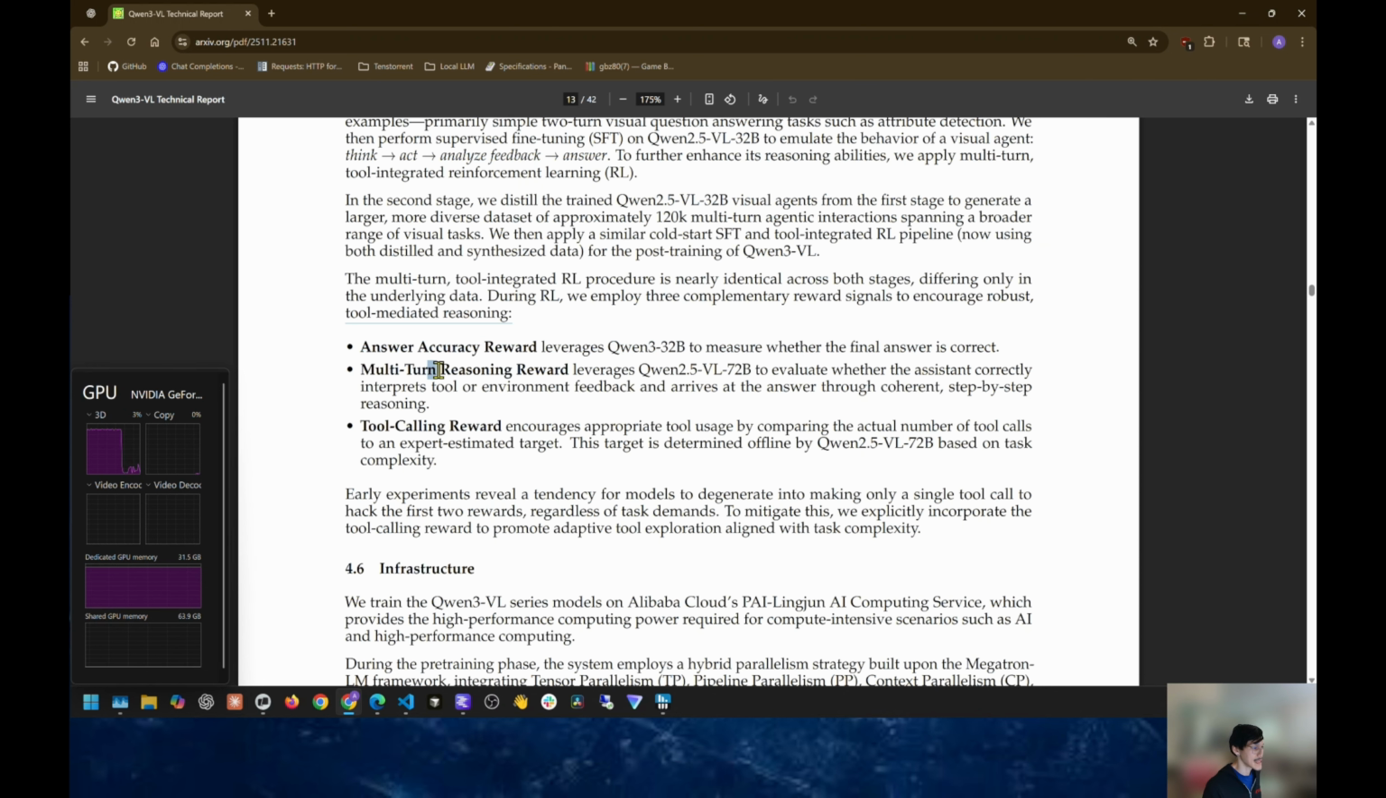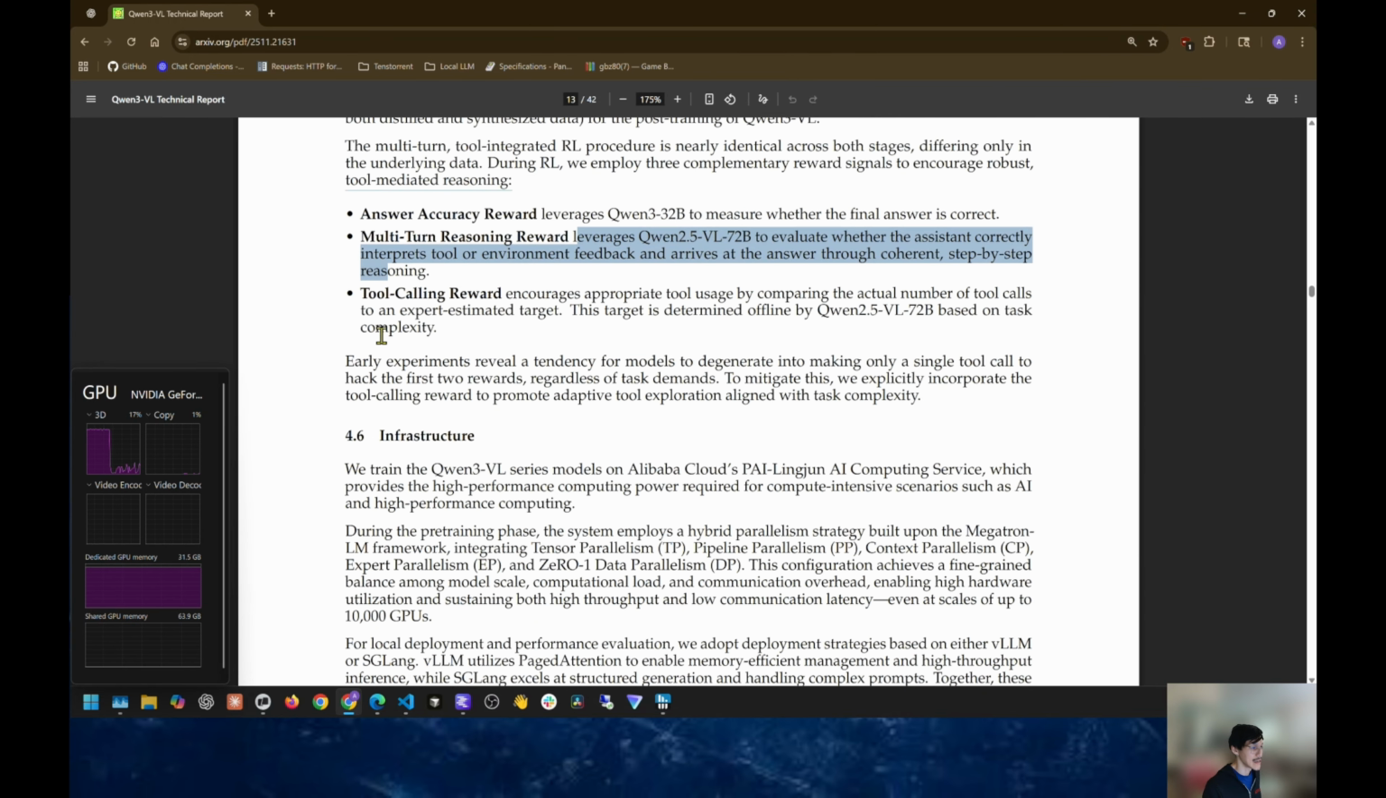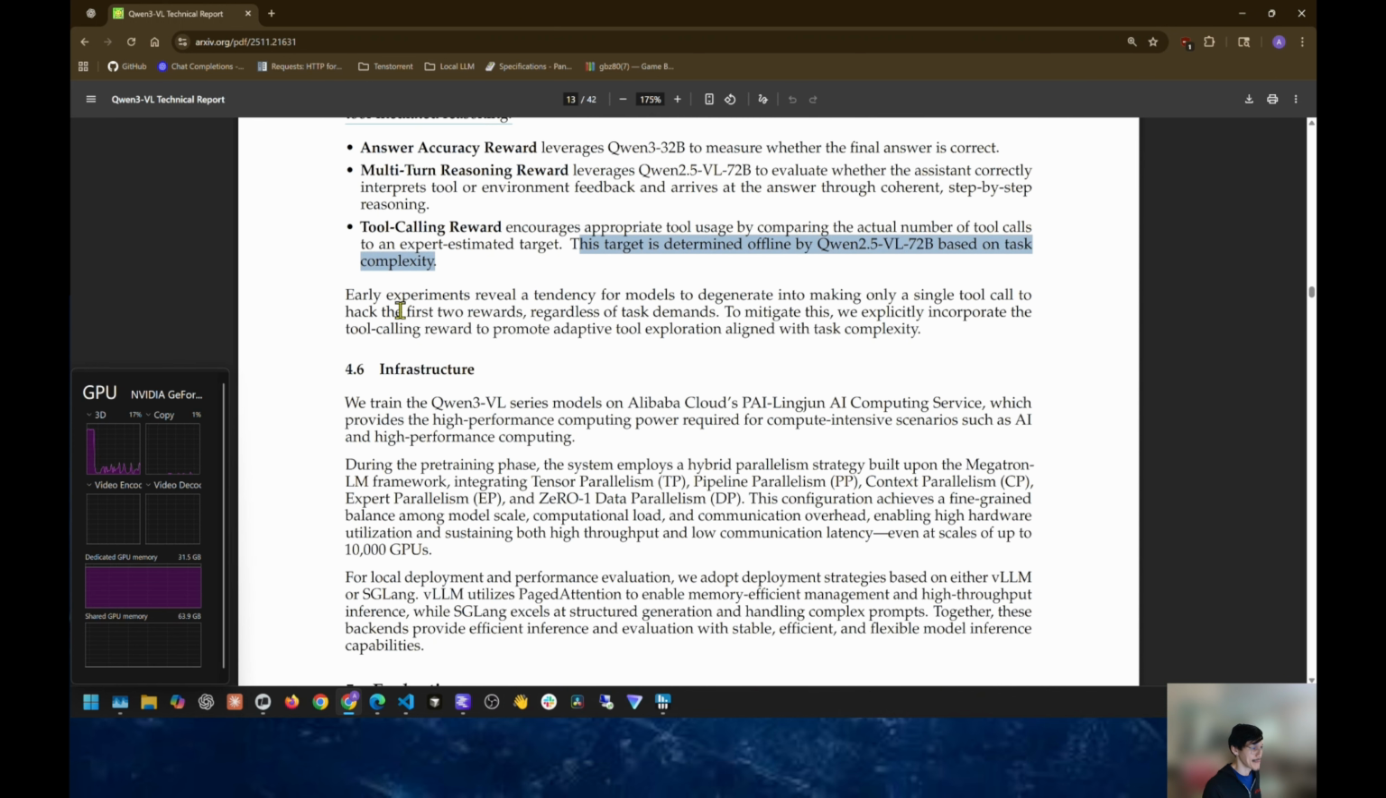Multi-turn reasoning reward leverages Qwen2.5-VL-72B to evaluate whether the assistant correctly interprets tool or environment feedback and arrives at the answer through coherent step-by-step reasoning. Tool calling reward encourages appropriate tool usage by comparing the actual number of tool calls to an expert-estimated target. This target is determined offline by Qwen2.5-VL-72B based on task complexity.